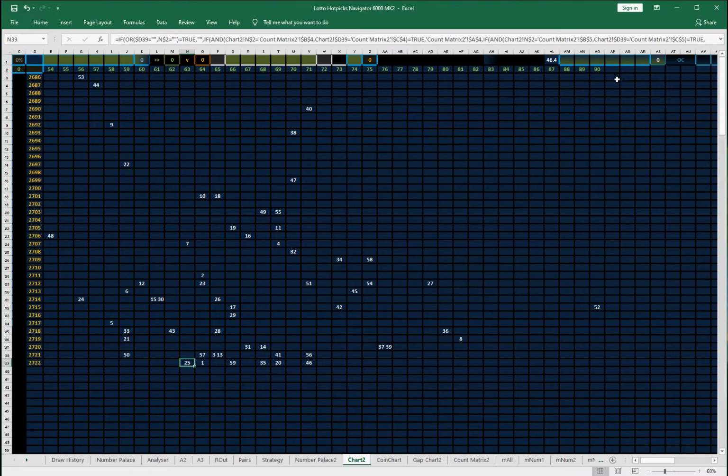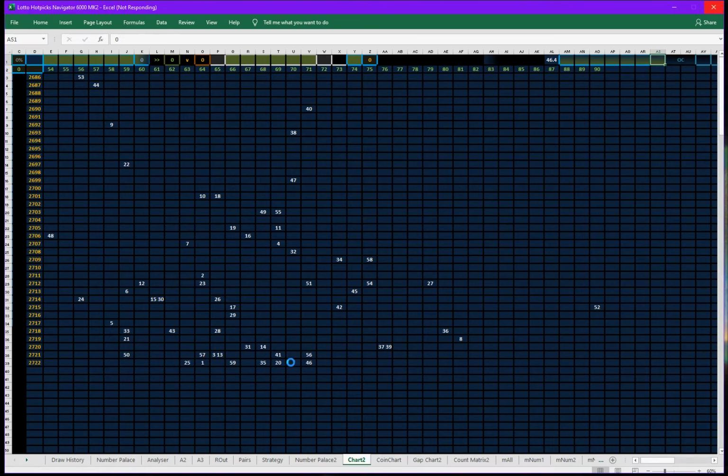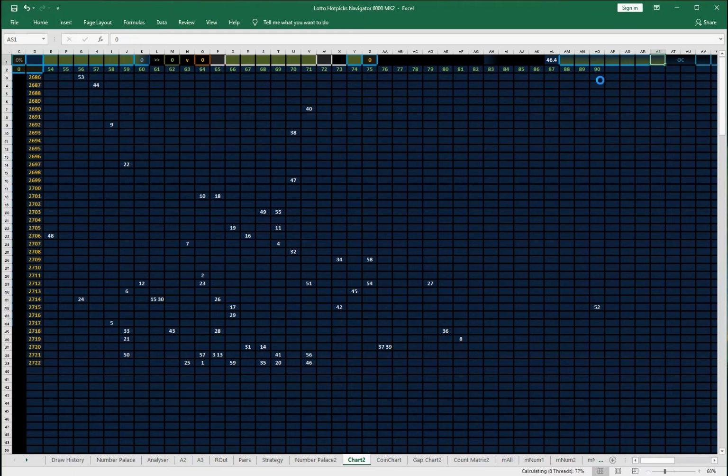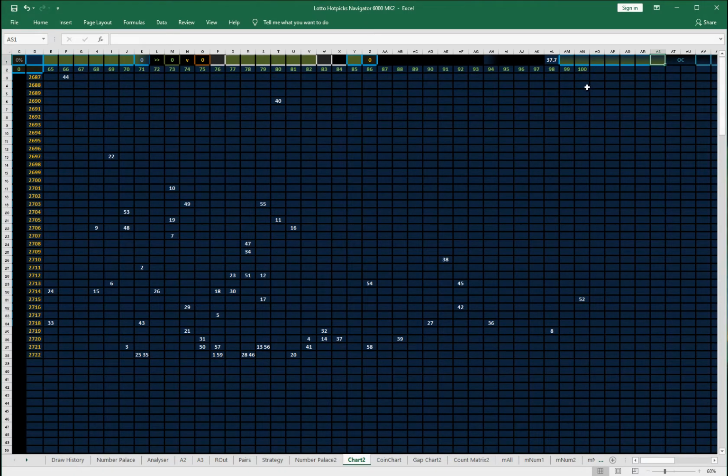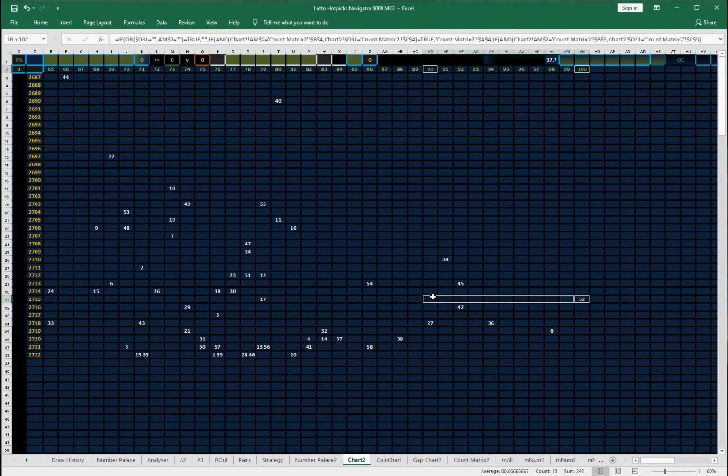Now, if we include the bonus ball, then on each row we're going to have 7 numbers instead of 6, because the bonus ball is included in the count. So the frequencies should increase. Yep. So if you notice, 52 was at 90 before, now it's at 100. So it's been the bonus ball 10 times.